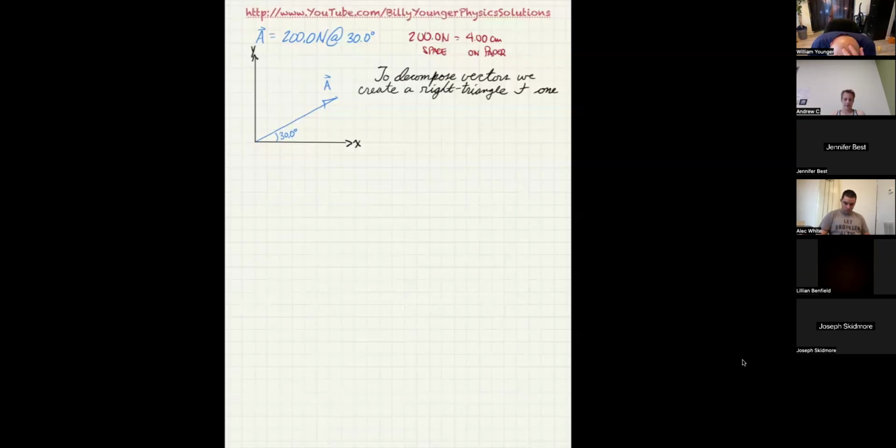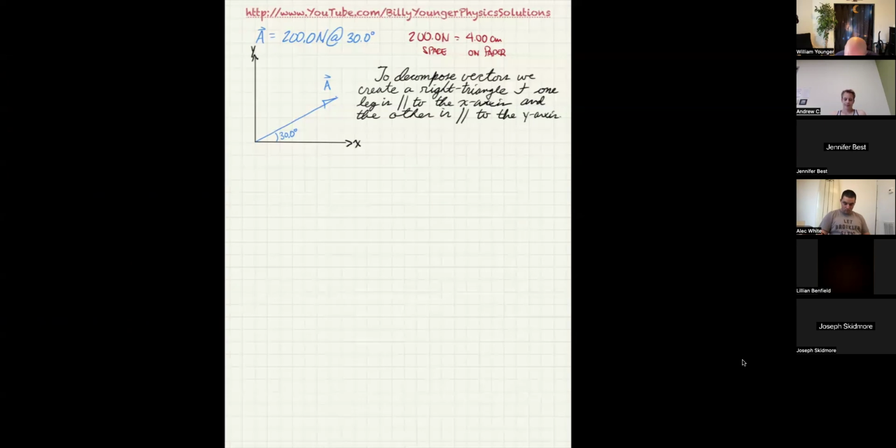one leg is parallel to the x-axis and the other is parallel to the y-axis.